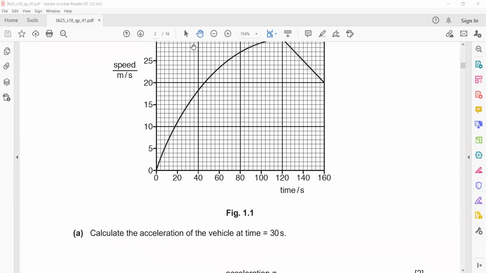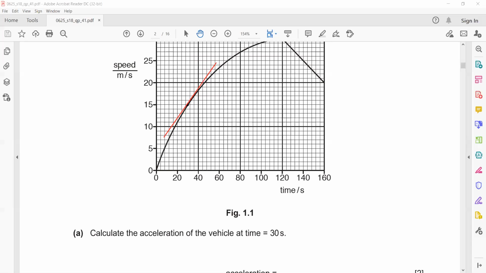So what we have to do, because it's a curve, each box is representing 4. So this is 24, 28 and 30. So what we will do, we will mark a point where the time is 30. Because it is a curve, we have to draw a tangent, the line which passes through only one point, touching the curve at one point. That's called a tangent.